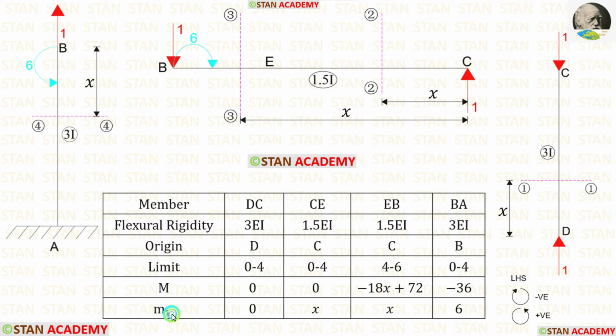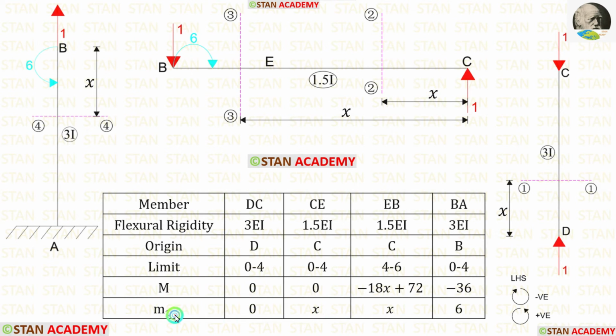Now let us find M1 in CE. This unit load is acting towards the section in the anticlockwise direction, so it will be positive and the distance is x. 1 into x, we will get x.